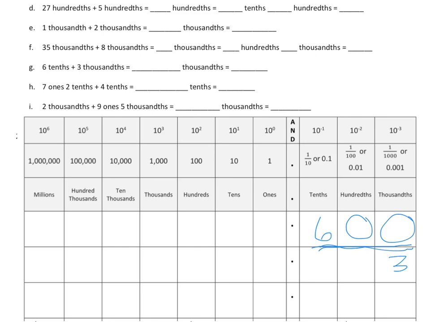So that means we are going to have 603, oops, I wrote it on the wrong spot. Let me write that on the right spot. 603 thousandths. So I'm going to write the answer down here, 603. That's the sum of 6/10 and 3 thousandths. And as standard form, we're going to write 0.603.